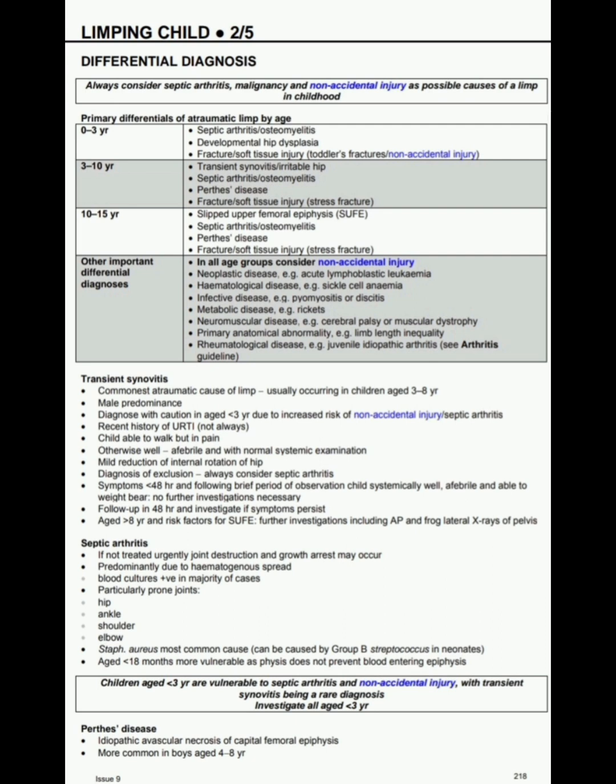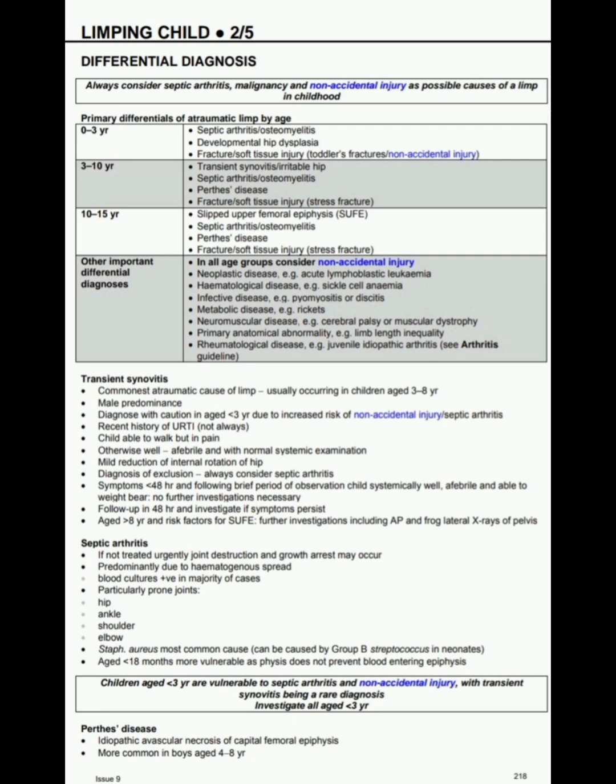Now, the criteria of transient synovitis, that is the commonest atraumatic cause of limp, usually occurs in children aged 3 to 8 years, male predominance. Diagnose with caution if age less than 3 years due to increased risk of non-accidental injury or septic arthritis. In transient synovitis, recent history of upper respiratory tract infection is not always present. Child able to walk but in pain. Otherwise well, afebrile with normal systemic examinations, mild reduction of internal rotation of hip, diagnosis of exclusion, always consider septic arthritis.